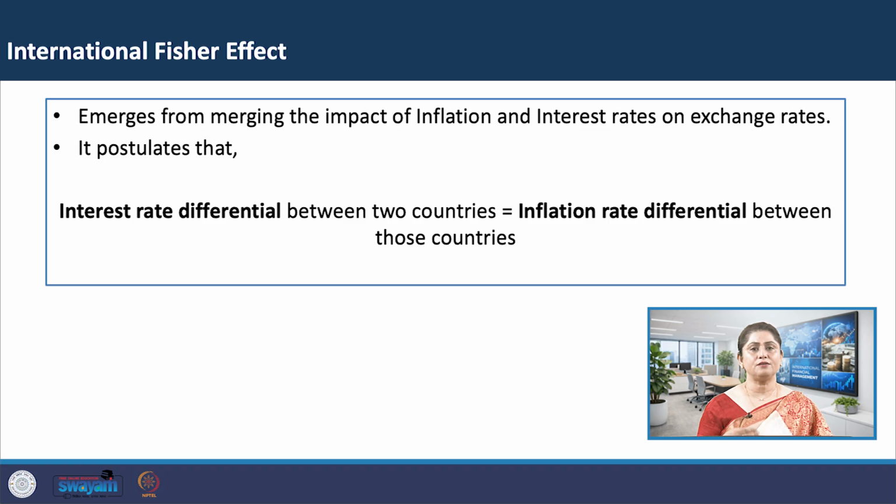So, let us formally define the international Fisher effect. The International Fisher Effect, or IFE, postulates that the interest rate differential between two countries should equal the inflation rate differential between those two countries. That is, the difference in interest rates between country A and country B should be equal to the difference in the expected inflation rate between country A and country B.